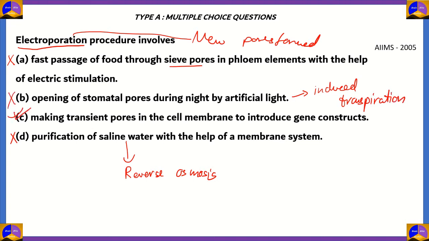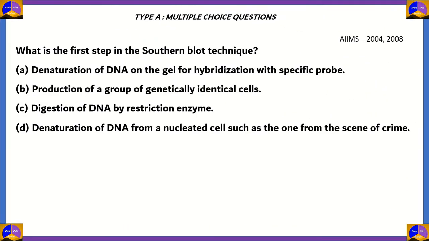The right answer is option C, making transient pores in the cell membrane to introduce gene constructs. Electroporation is a process in DNA technology where we make transient pores by heating the cell membrane and then cooling it down in order to introduce genetic particles inside. So that's why option C, electroporation, involving making transient pores in the cell membrane to introduce gene constructs, becomes the right answer.